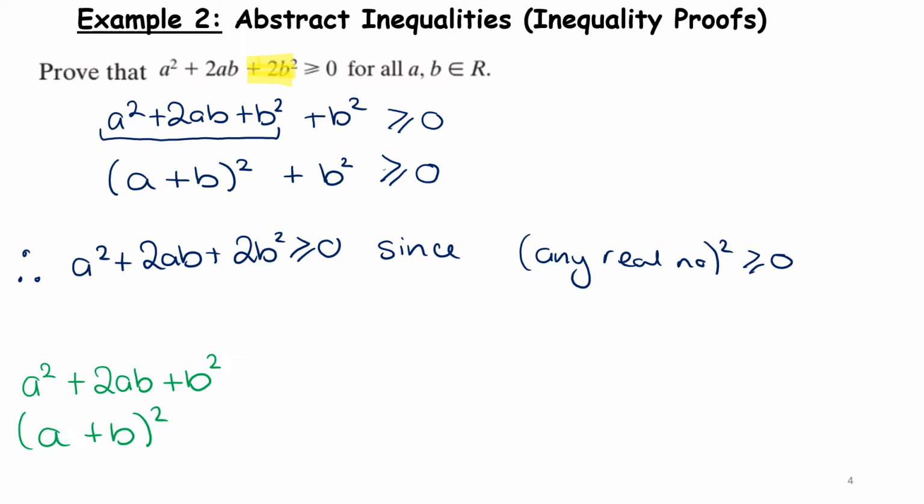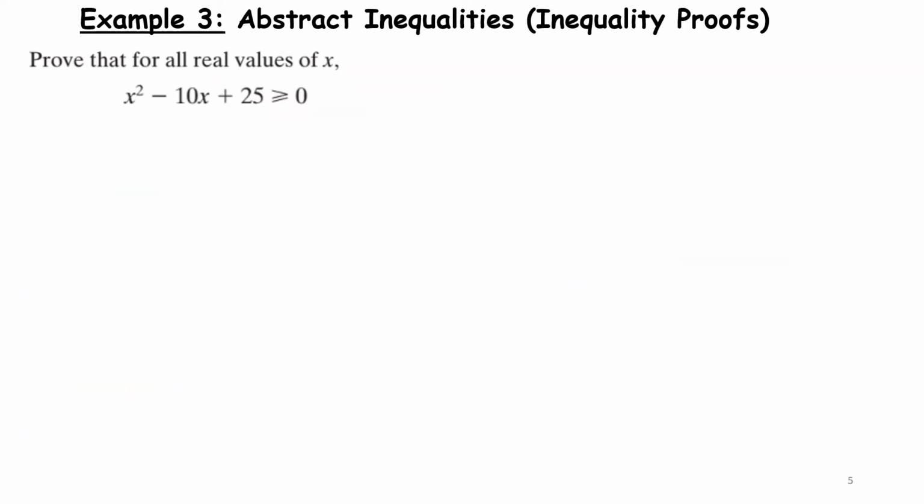Example 3, so prove that for all real values of x, x squared minus 10x plus 25 is greater than 0. Now you might find it easier to work with these as they have numbers, so let's take a look. Can this be written as a bracket squared?